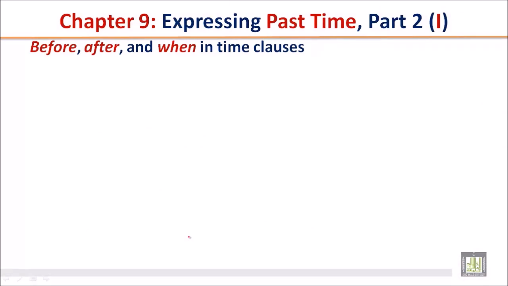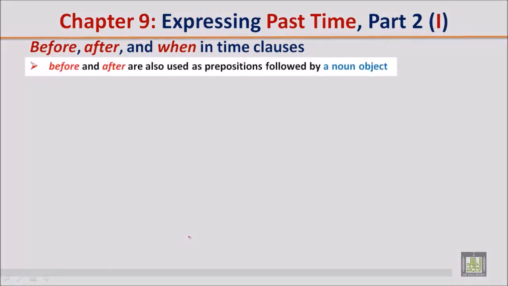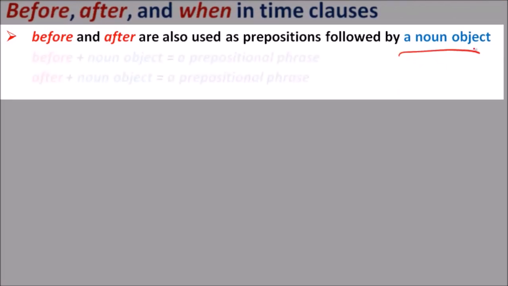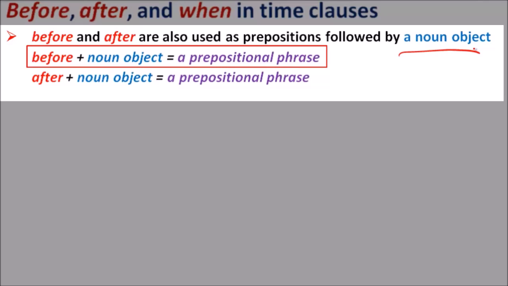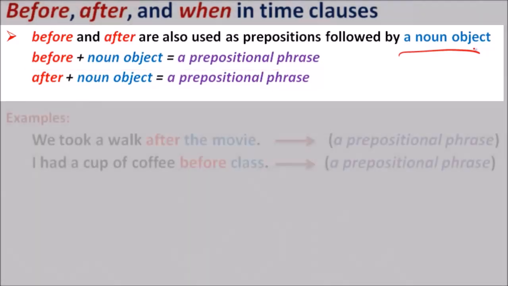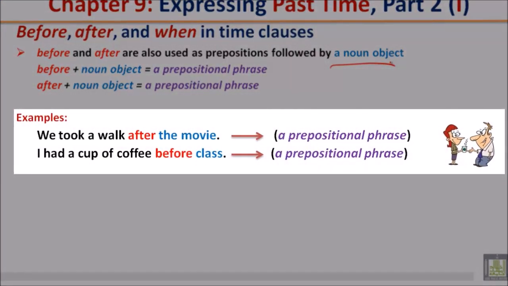Before, after, and when in time clauses. Before and after are also used as prepositions followed by a noun object. Before plus noun object equals a prepositional phrase. After plus noun object equals a prepositional phrase. We took a walk after the movie, a prepositional phrase. I had a cup of coffee before class, a prepositional phrase. The movie and class are noun objects, and they go after before or after.